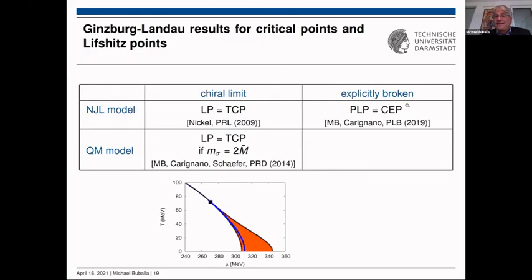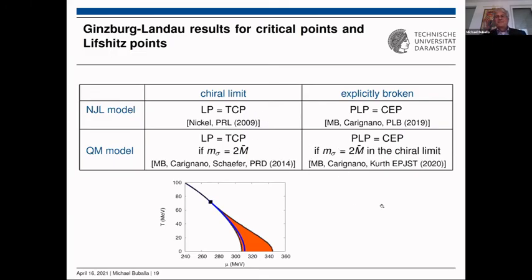Okay, then we investigated this for the explicitly broken case, and it turns out that basically not much changes. So this is some general Ginzburg-Landau result. In the explicitly broken case, of course, there is no second order phase transition anymore. There's just a smooth crossover, and therefore, strictly speaking, there are only two phases, homogeneous and inhomogeneous. So we called this tip of the inhomogeneous phase the pseudo-Lifshitz point. In the NJL model it again exactly coincides with the critical endpoint. And again, in the quark meson model, the same thing happens if, as in the chiral limit, we choose the sigma mass to be equal to twice the quark mass. So basically one always ends up with the same results.